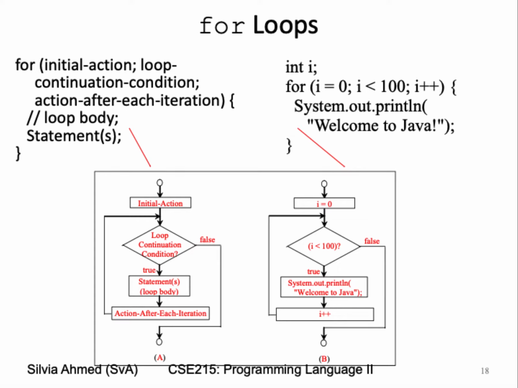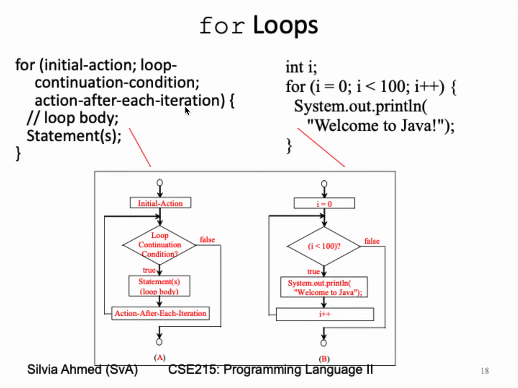The repeating structure we will see is for loops. Just like C, we have the keyword for and then the parenthesis starts. First we have the initial action where we initialize any loop control variable. Then we have a semicolon. After that we have the loop continuation condition, then another semicolon, then we have the action after each iteration.